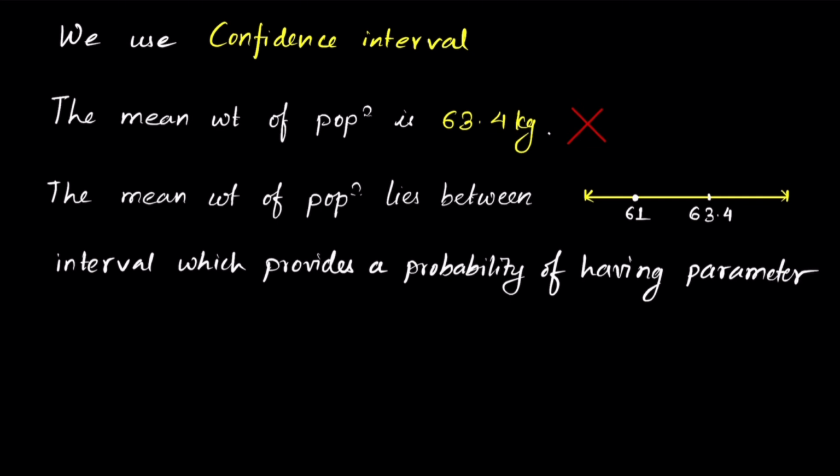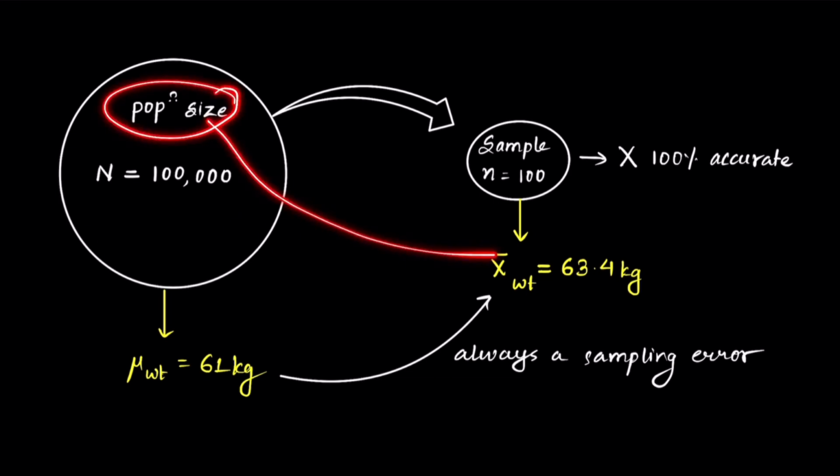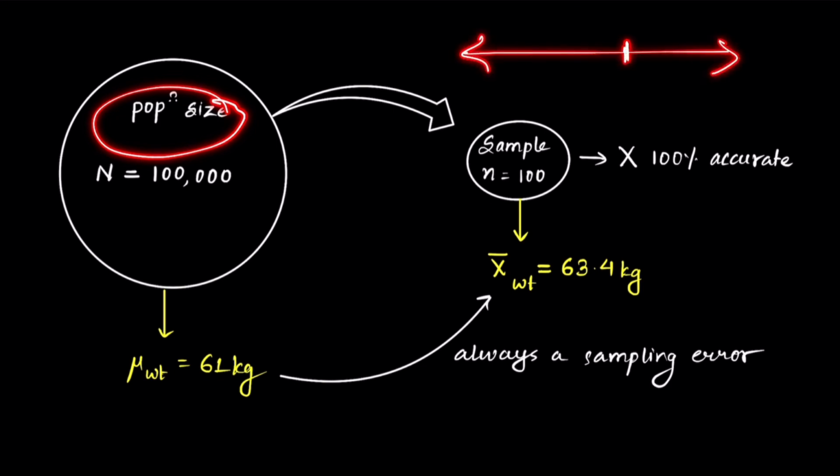Again, one last time. The surveyor calculated the mean weight of the sample. Instead of saying that the mean weight of the population is the same as the mean weight of the sample, the surveyor says that the mean weight of the population lies within a range, where the mean weight of the sample is here and the mean weight of the population is probably here or here, somewhere within this interval.